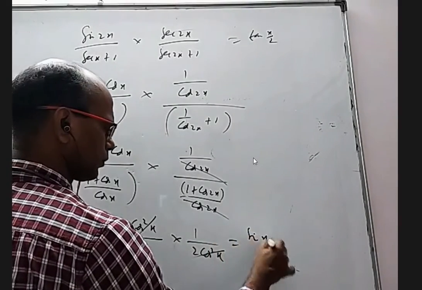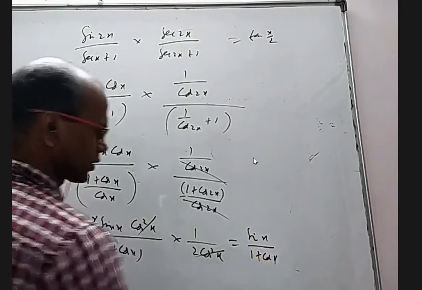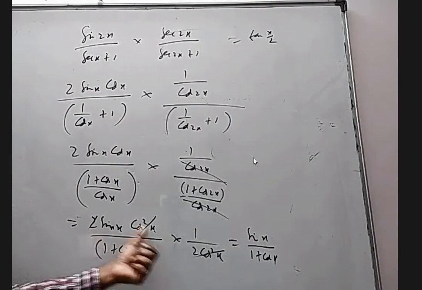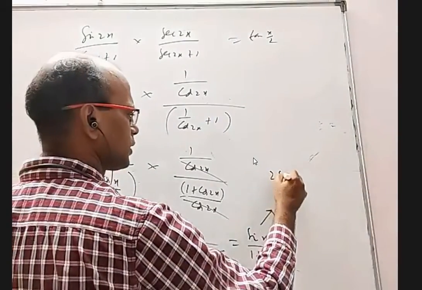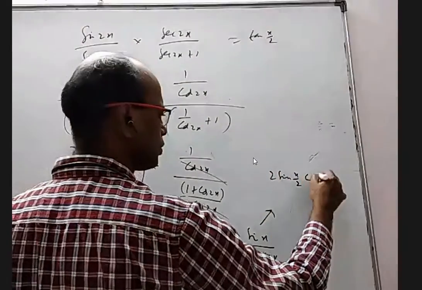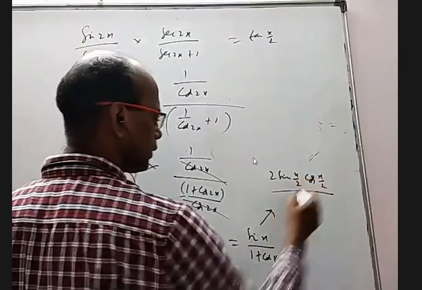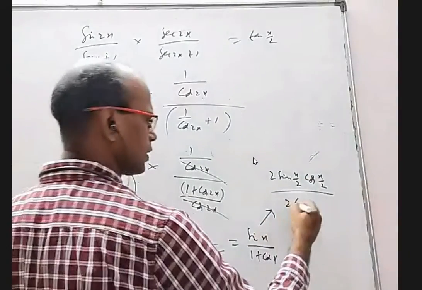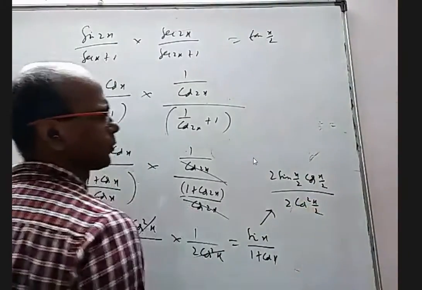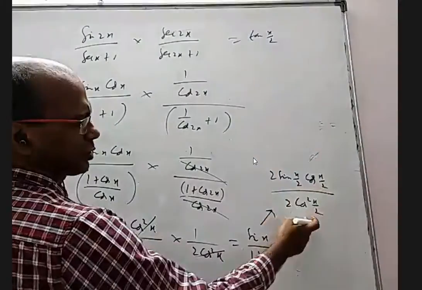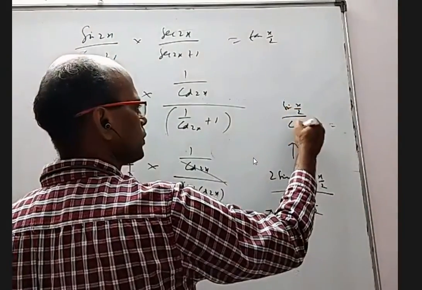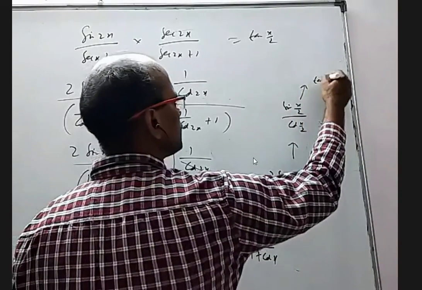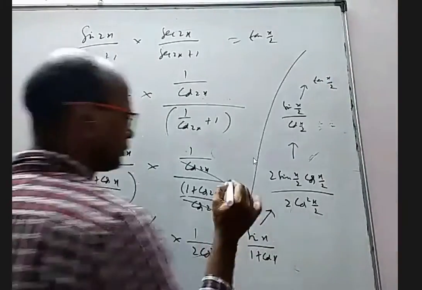Sir, what did you cancel, sir? 2 cos square x, 2 cos square x. Okay, sir. Now this sin x, I can write 2 sin x by 2 cos x by 2. And this 1 plus cos x, I can write 2 cos square x by 2. 2 will cancel, 1 cos will cancel. I will be left with sin x by 2 by cos x by 2, which is tan x by 2.